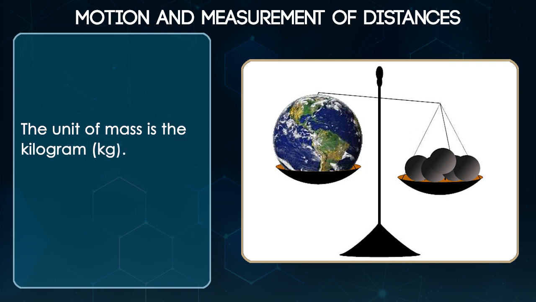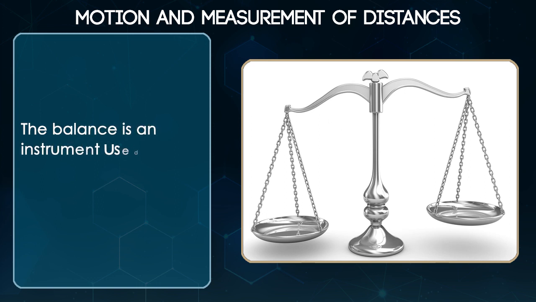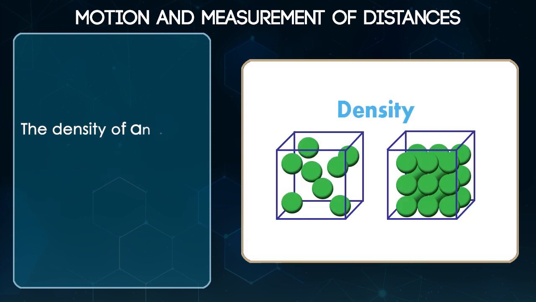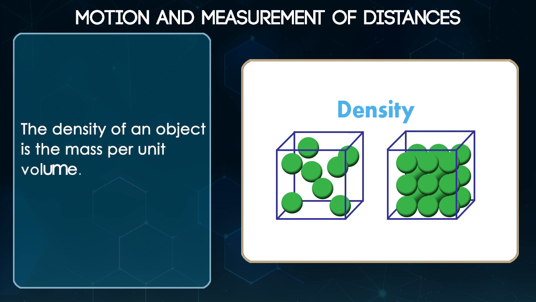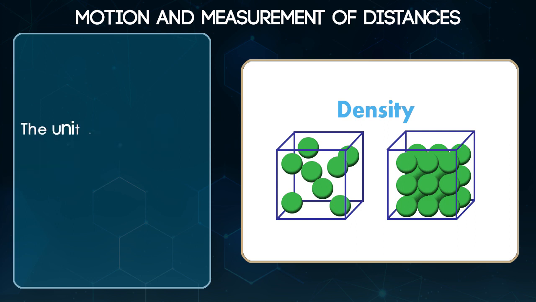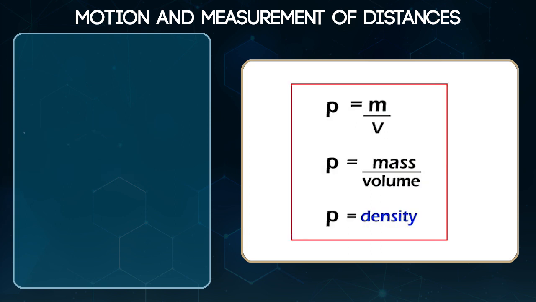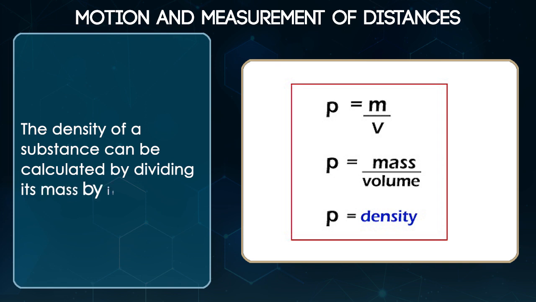The unit of mass is the kilogram. The balance is an instrument used to measure the mass of an object. The density of an object is the mass per unit volume. The unit of density is kilograms per cubic meter. The density of a substance can be calculated by dividing its mass by its volume.